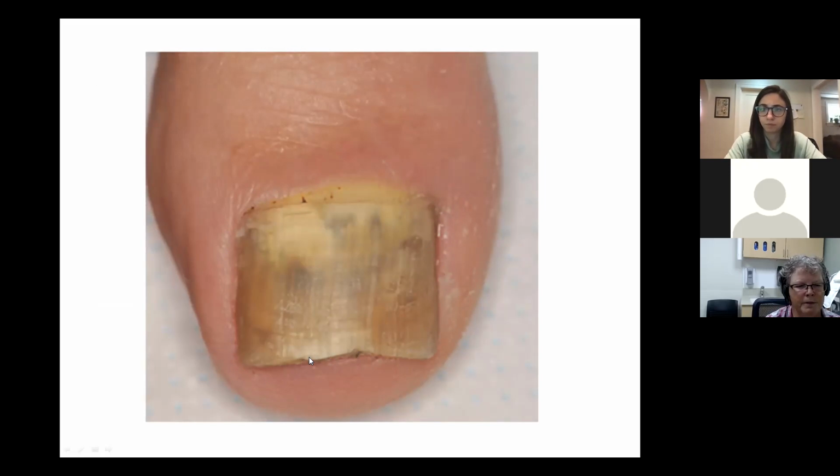95% of onychomycosis is going to be distal subungual, meaning it's going to start at the tip of the nail and it's going to track back underneath the nail plate.